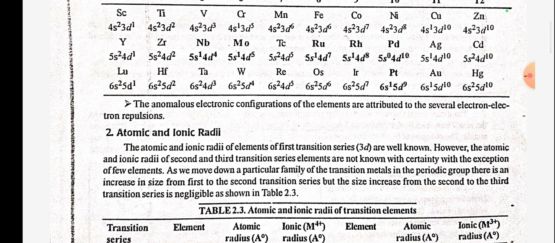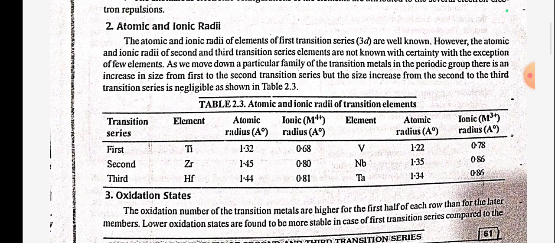The anomalous configuration of the elements is attributed to several electronic repulsions. Atomic and ionic radii of elements of the first transition series are well known. However, the atomic and ionic radii of second and third transition series elements are not known with certainty, with the exception of a few elements. As we move down a particular family of transition metals in the periodic group, there is an increase in size from the first to the second transition series, but the size increase from the second to the third transition series is negligible, as shown below.